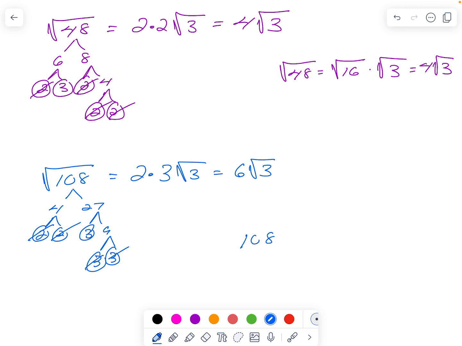Otherwise, if you did it the other method, you would have had to come up with this. And I don't know my multiples of 36. That's a lot harder. So I encourage you to try my factor tree method.